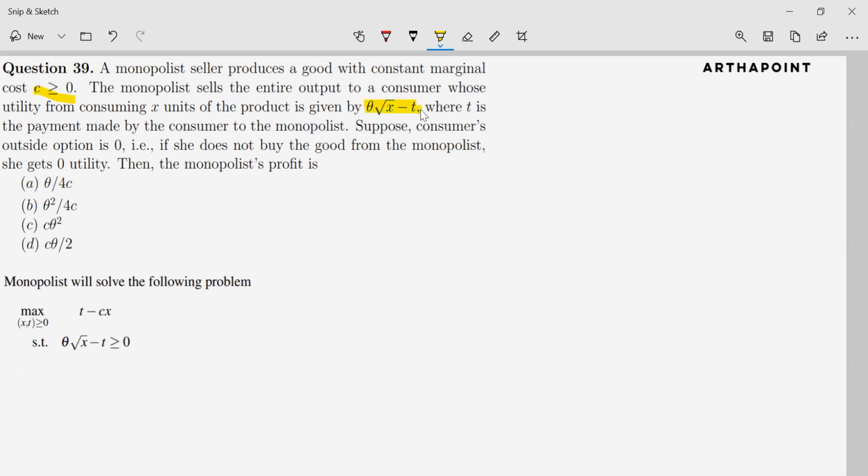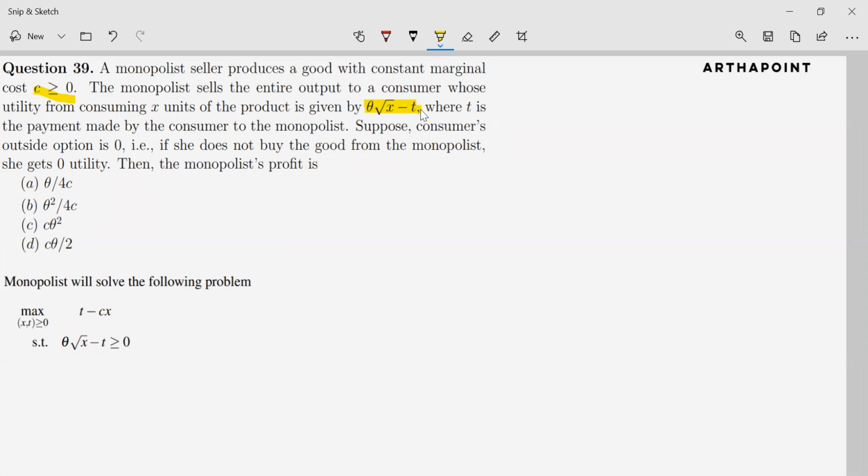Now, T here is the payment made by the consumer to the monopolist. So, I can also say that theta root X is the total utility that you get from it. T is the payment that I make to the monopolist. So the net utility that you get by consuming it is theta root X minus T. So you reduce the cost and you get the net utility.